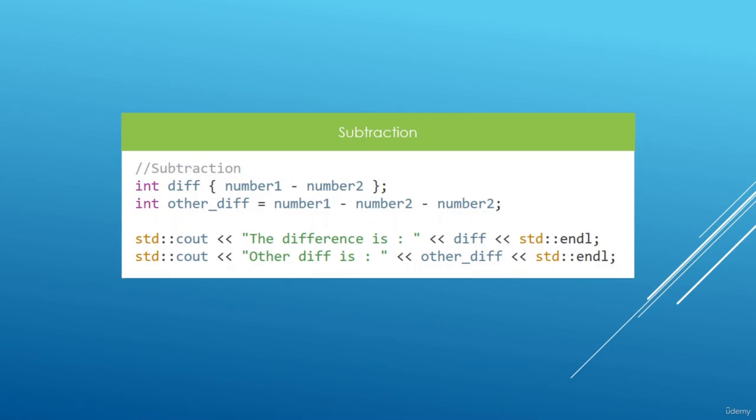We can also do subtraction. We can take a number and do minus another number like we are doing here. We're going to store the result in this diff variable, and we can do some other things. And down here you see another example in other diff. We're going to subtract numbers and store the result in other diff, and we are also going to print this out.